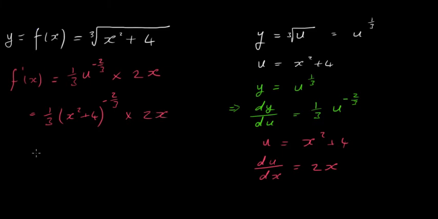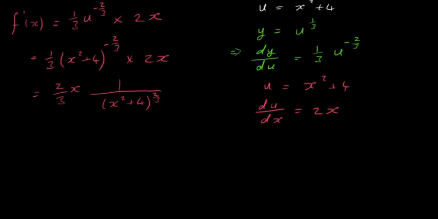So let's see what we can do with this. Well, the 2x here we can bring over here, so that's simply 2/3 x. This bit here is just going to become 1/(x squared plus 4) to the power of plus 2/3, using the laws of indices. This is this to the power of minus 2/3, so that's just 1/(x squared plus 4) to the power of plus 2/3.